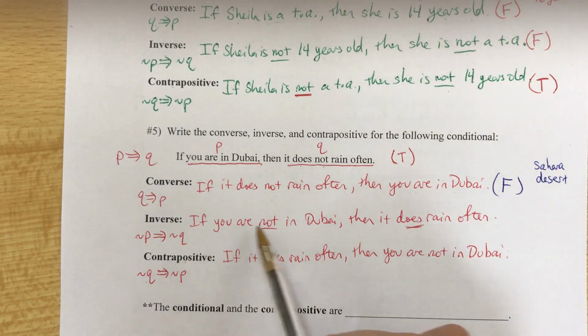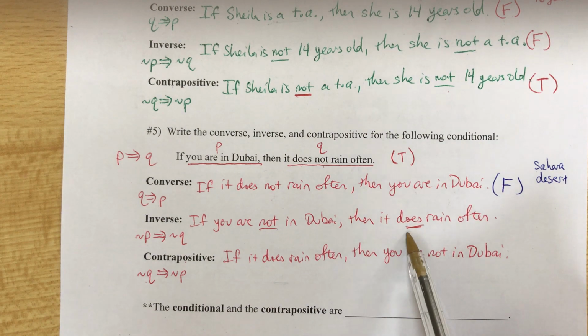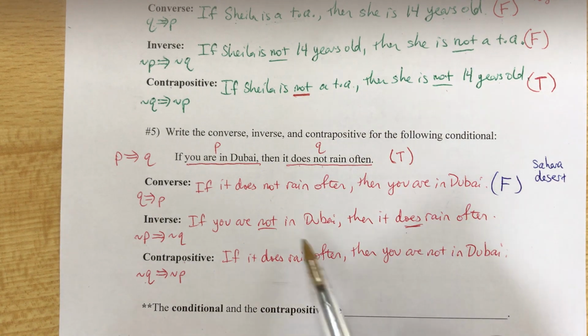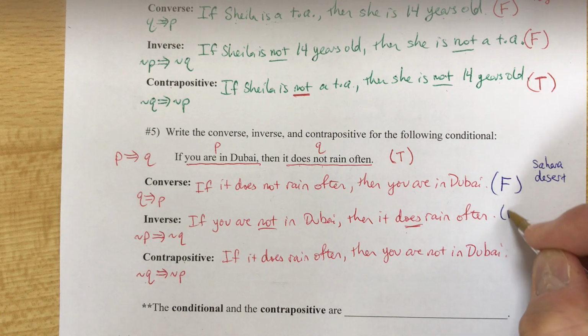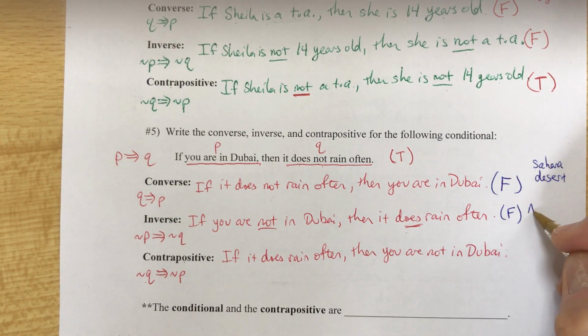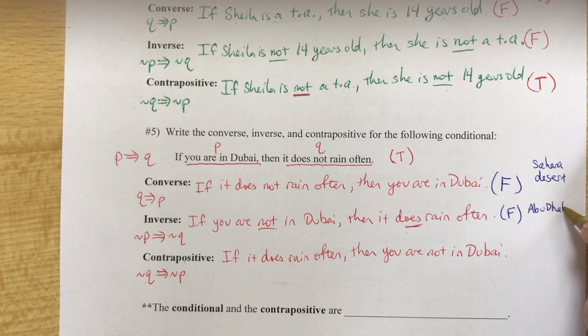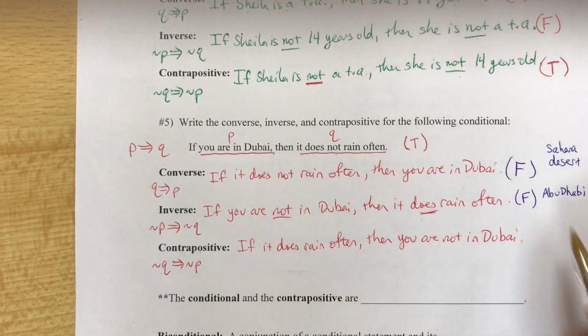All right, inverse. If you are not in Dubai, then it does rain often. Well, what if you're in Abu Dhabi? You're not in Dubai, but it certainly does not rain often in Abu Dhabi. That is false. What's my counterexample? Abu Dhabi. You could think of 100 different counterexamples.